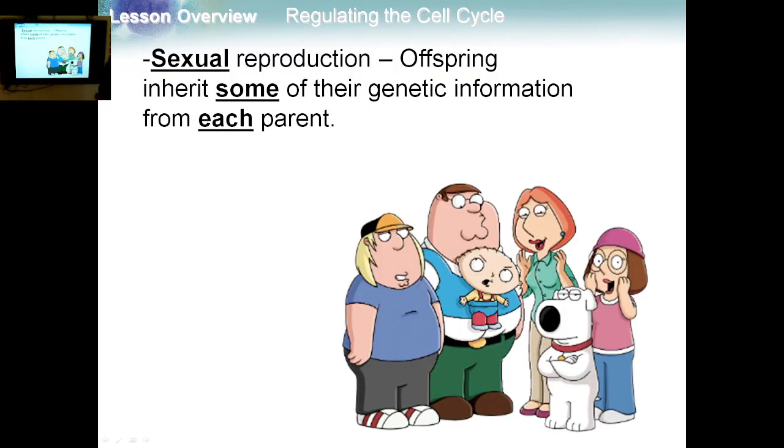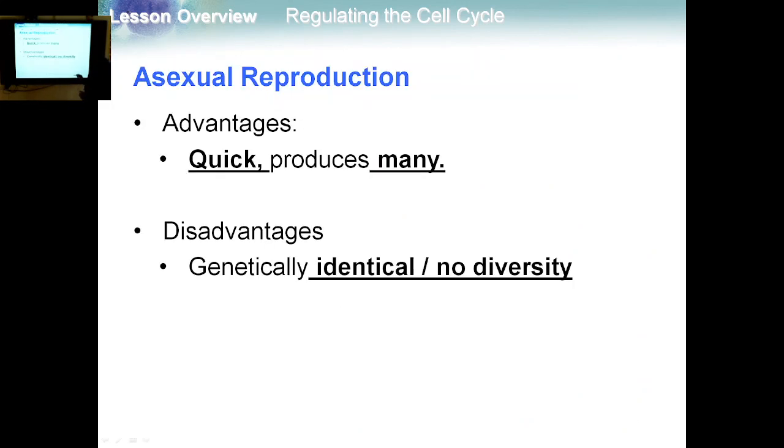While in sexual reproduction, offspring inherit some of their genetic information from each parent. So in this case, we have two parents and one offspring. Again, you have to know that in asexual reproduction, we have one parent and two offspring, and in sexual reproduction, we have two parents and one offspring. The offspring will take genes from both parents, from the mother and the father at the same time.